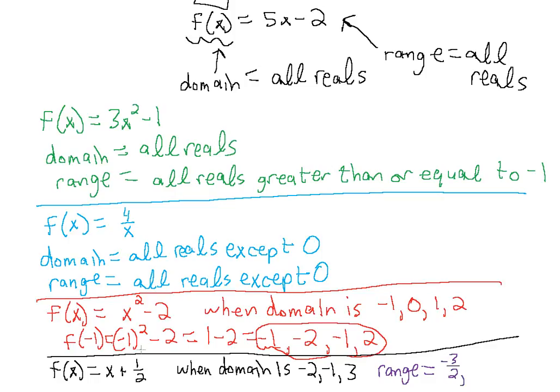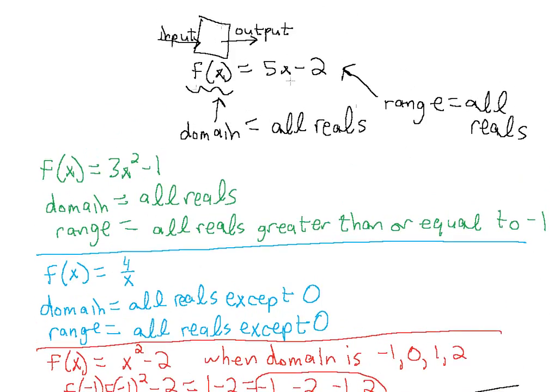Plug in -1 for f of -1. -1 plus 1/2 will give us -1/2. And for 3, well, we just evaluate f of 3, or we evaluate the function at x equals 3. So we plug in 3 for our x. 3 plus 1/2 will give us 7/2. So this is our range when the domain is limited to these 3 numbers.